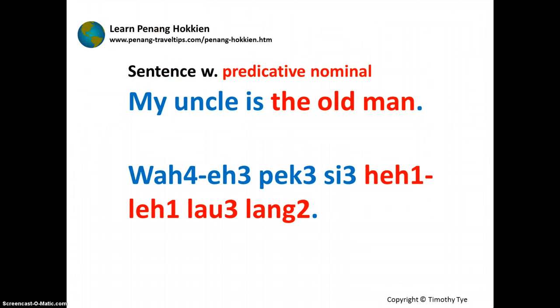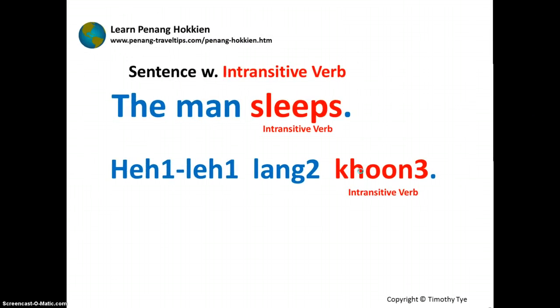I turn the sentence around again, and now we have my uncle is the old man. Wa e pet si hele lao lang. It's the same way with the linking verb at the center. Now a sentence with intransitive verb. The man sleeps. In Penang Hokkien, hele lang kun. The whole structure is similar in English and Penang Hokkien.